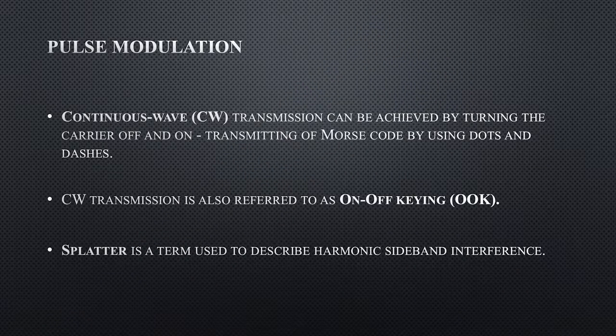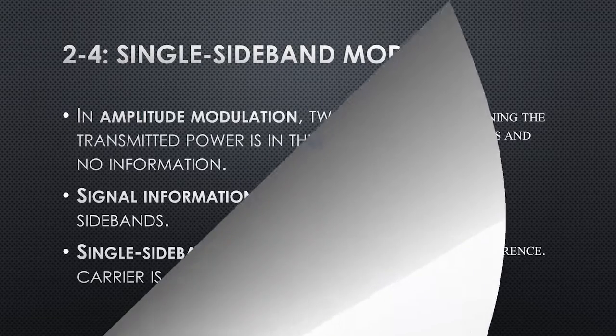For pulse modulation, continuous wave (CW) transmission can be achieved by turning the carrier off and on, which is the transmission of Morse code by using dots and dashes. CW transmission is also referred to as on-off keying, OOK. Splatter is a term used to describe harmonic sideband interference.